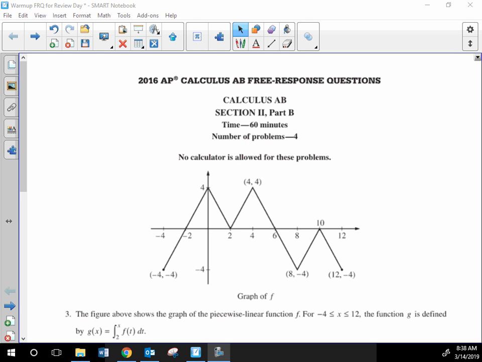Minutes. Some of the responses take less time. Actually, I don't know if any of them take longer than 15 minutes, but some of them you're definitely using the whole 15 minutes for. Some of them don't take quite as long. So again, this one for our warm-up was from 2016, so just a couple of years ago.